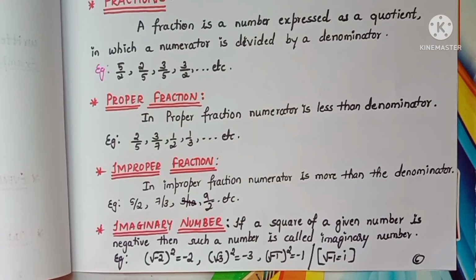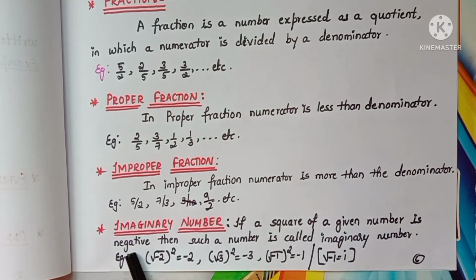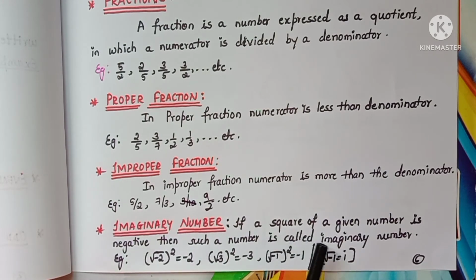Now let us see what is an imaginary number. If the square of a given number is negative, then such a number is called an imaginary number. Okay, if the square of any number is negative, then that will be what? Imaginary number. For example, if we take root of -2, the square of this will be what? -2. So this is what? Imaginary number, because the square of this number will be -2.